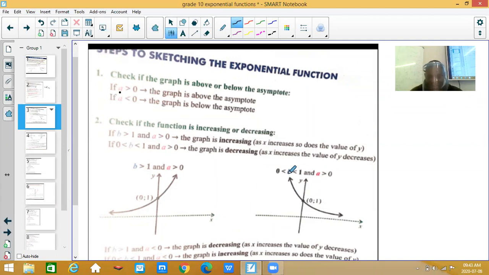And b will be a fraction. Now, if b is a number greater than 1, it is an increasing function. If b is a fraction, half, 1/3, 2/3, whatever, you know it is a decreasing function, right? Now, let us move on.